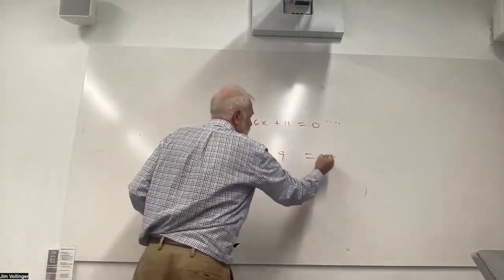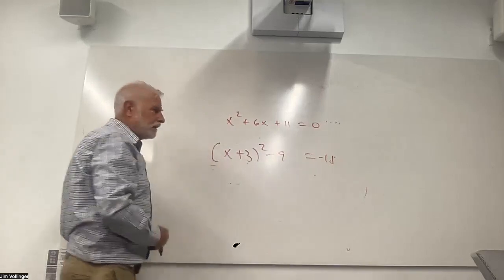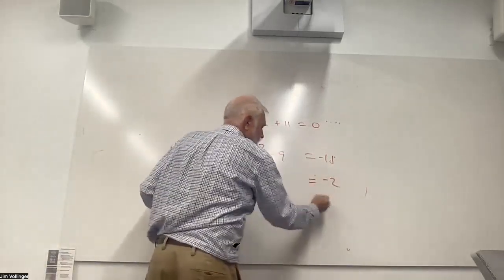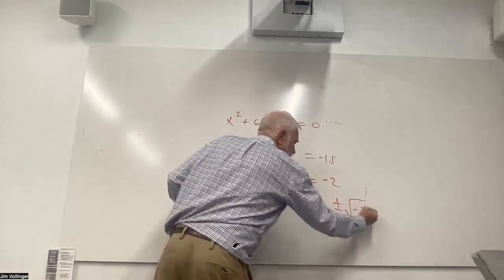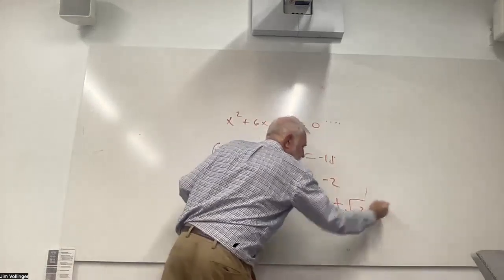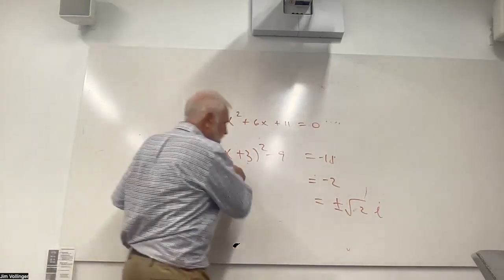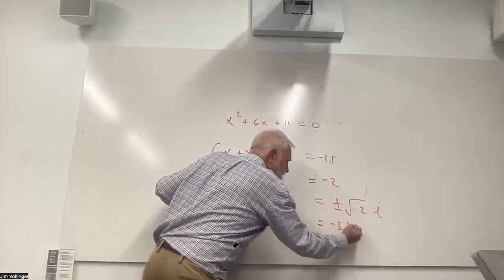Let's put the 11 on the other side, right? We can isolate it. And then what do we do? We add 9, there's -2. We take the plus or minus square root of -2. You're going to learn that that's imaginary, a bad term for what's going on, I think. And then addition of 3, subtraction of 3.